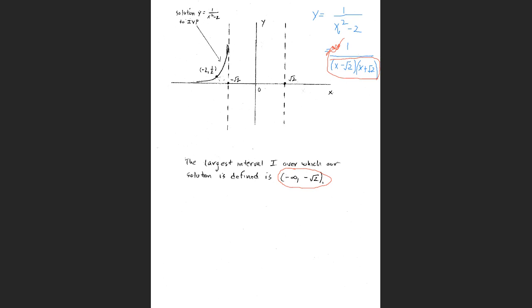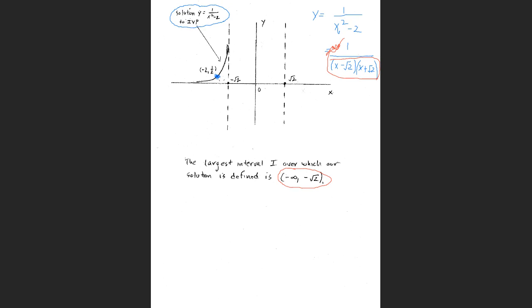However, keep in mind, we are looking at the solution of an initial value problem. So yes, the function is 1 over x squared minus 2, but we're demanding that the solution pass through the coordinate negative 2, 1/2. The solution has to satisfy that initial condition. When x equals negative 2, y equals 1/2.